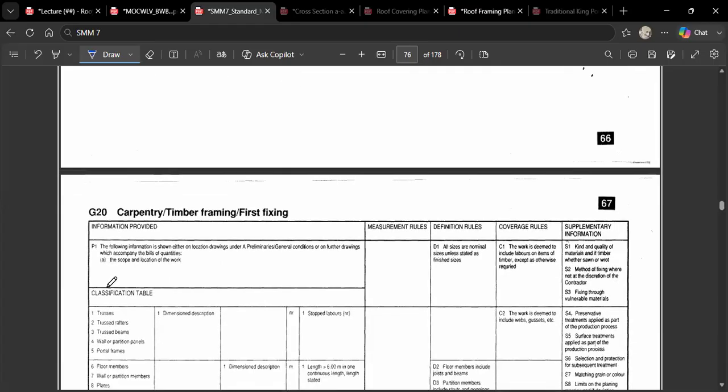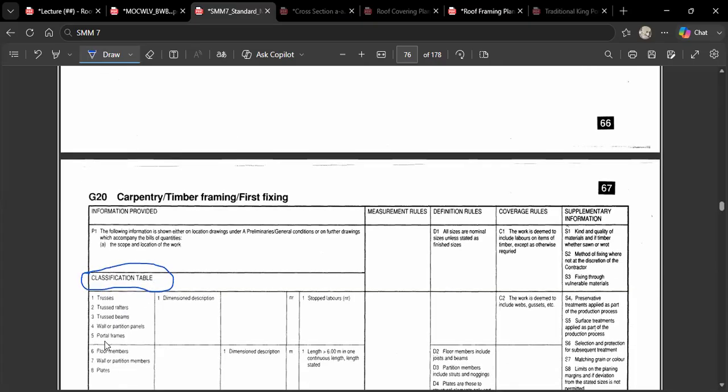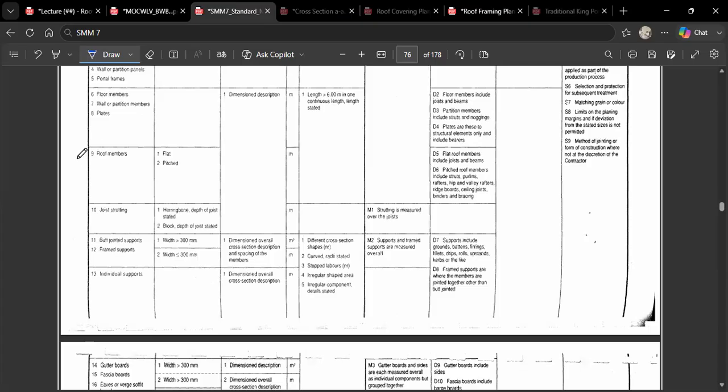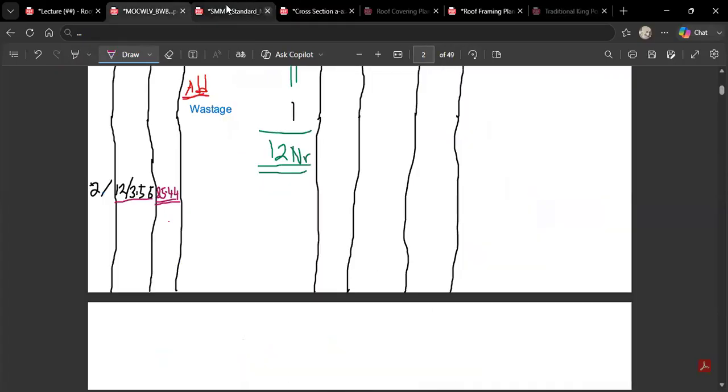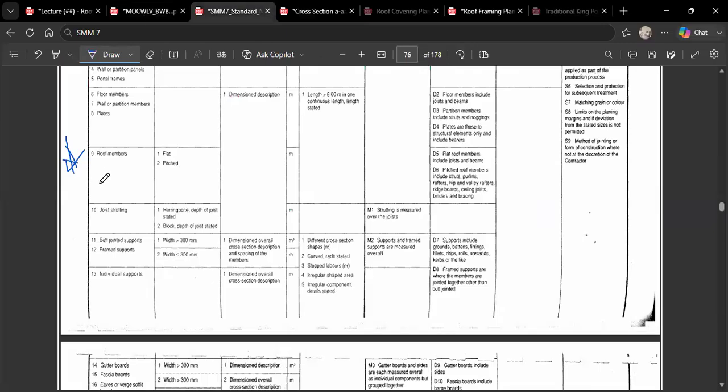So let's look through. This is our classification table. You can see over here, the ninth one is what? Our roof members. And since the angle is 25, this angle being 25, it tells us that it is a pitched roof. So the description we are going to use is J20.2.1. You see. So these members are measured in what? They are measured in meters. You understand me? I'm saying they are measured in meters.